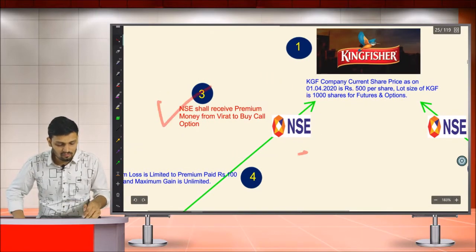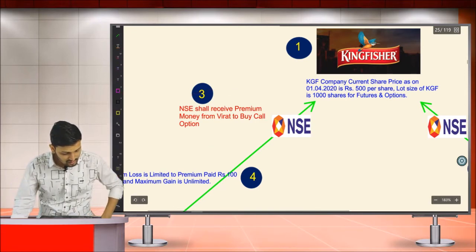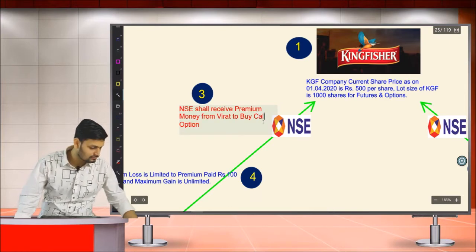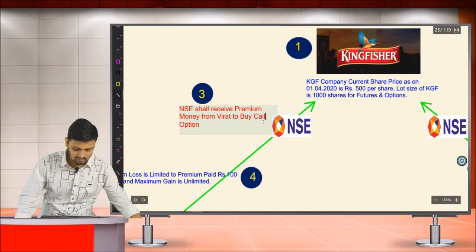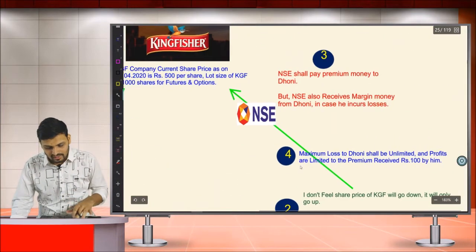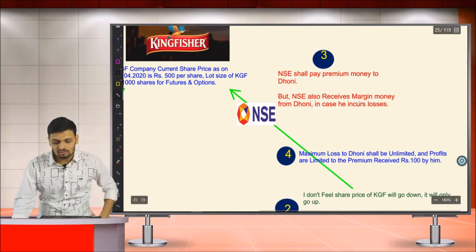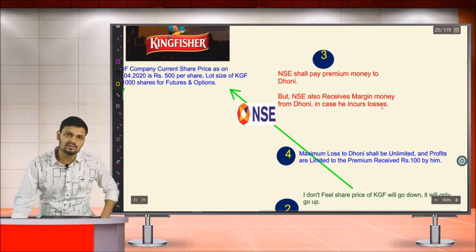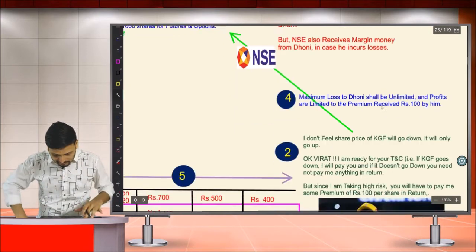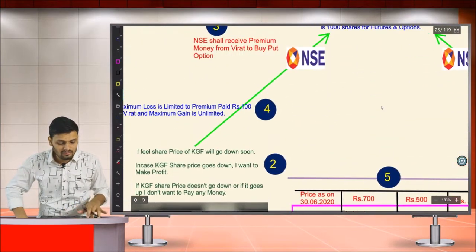The National Stock Exchange shall receive premium money from Virat to buy a call. Okay, so probably I have made a mistake here. It should have been to buy a put option, right? Buy put option. Who receives the premium? NSE will receive the premium. Same way, NSE shall pay premium money to Dhoni. But NSE also receives what? Margin money from Dhoni in case he incurs loss. The same story, it's just the opposite. It's just the reverse of what we have already learnt.